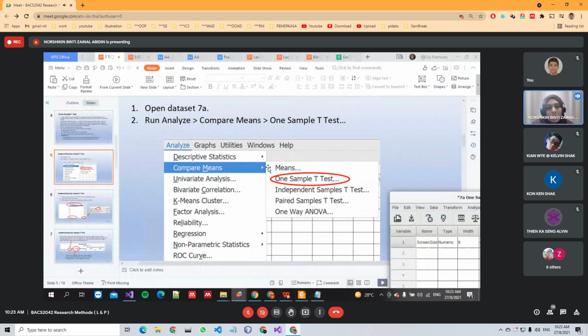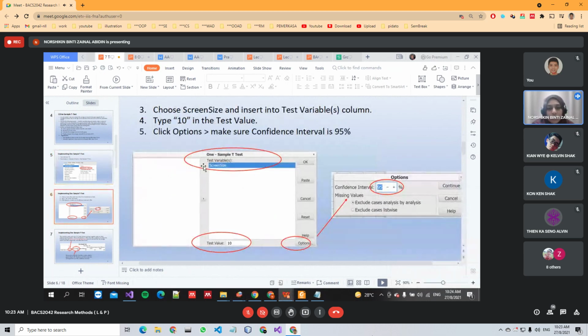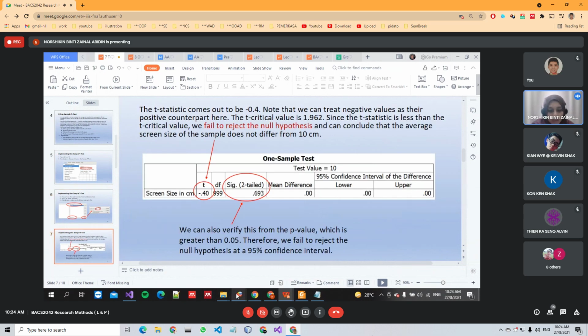You go to Analyze, Compare Means, and you choose the second one, One-Sample T Test. We will go through these three later: one sample, independent sample, and paired t-test. But for 7A, it's only the one sample t-test. Then you click on the variable, the screen size, and you set the test value as 10. You click Options, you set the 95% confidence interval, and then you press OK.